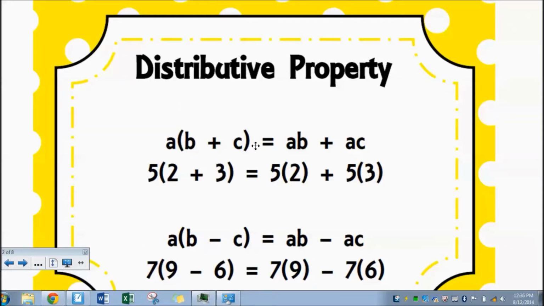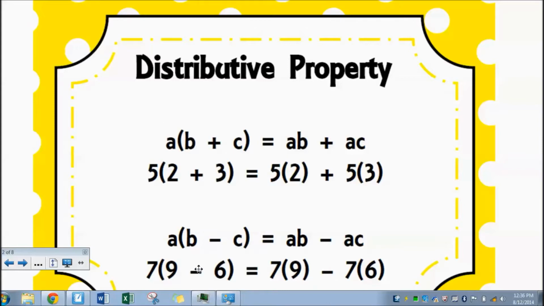You have a set of parentheses and you have something outside the parentheses, such as that A right there, or this 5 here, and it's being multiplied by what's inside the parentheses, either something being added or something being subtracted. And you know what to do: you take what's outside the parentheses and multiply it by each term inside the parentheses. So the A is multiplied by the B and the C. It's adding in the middle because it was adding in the middle here.